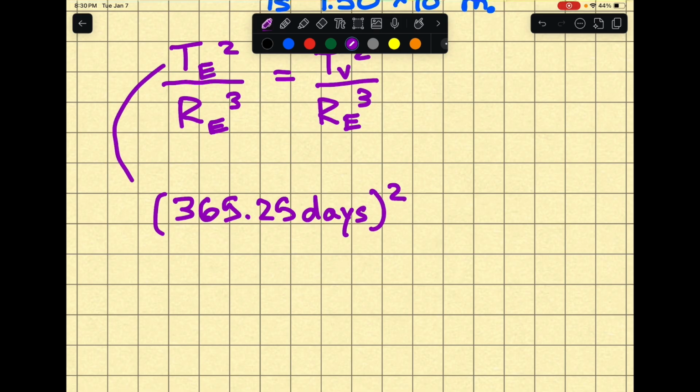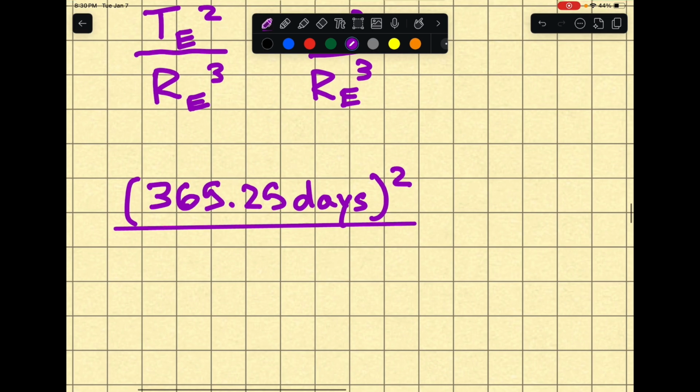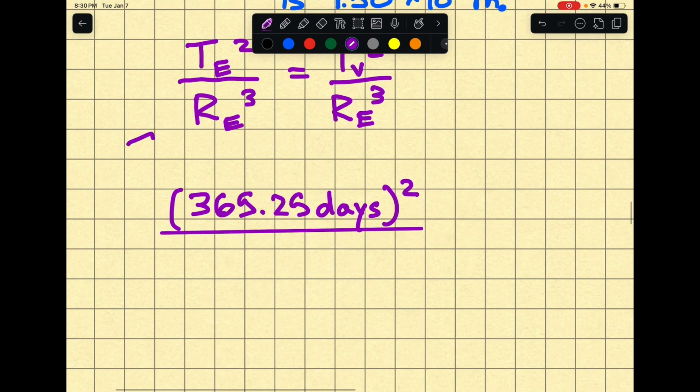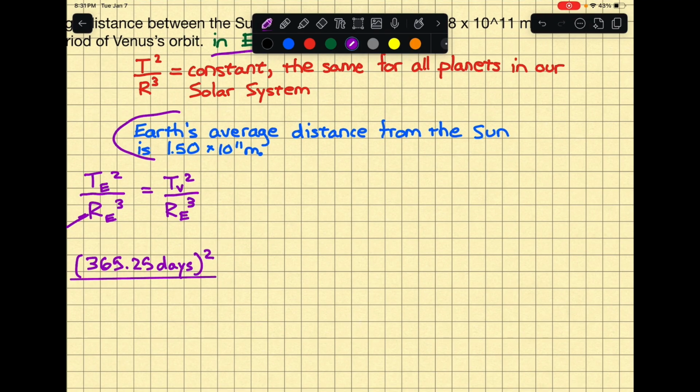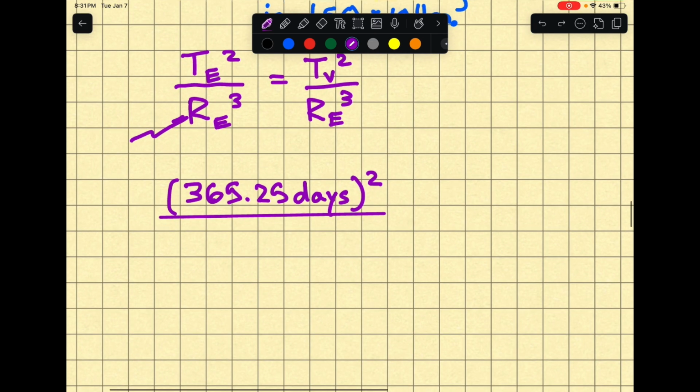So what I'm doing is I'm filling in this right here. That's divided by, well, my handwriting is really bad, I'll see if I can clean that up. This R represents Earth's average distance from the sun, and I added this to our worked example right here. So that distance is 1.50 times 10 to the 11 meters, and that's cubed.